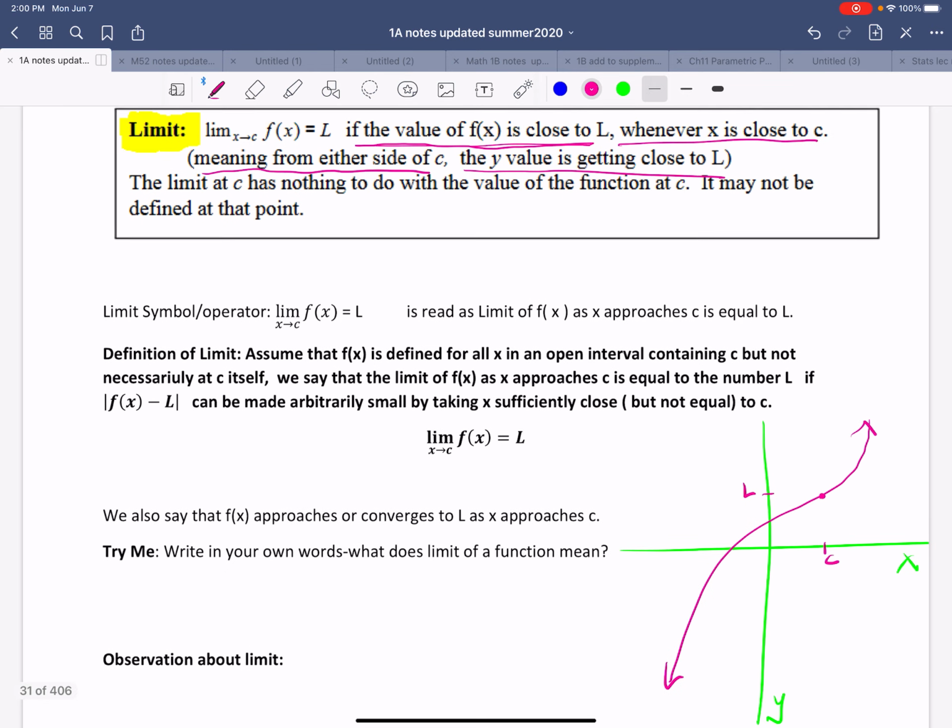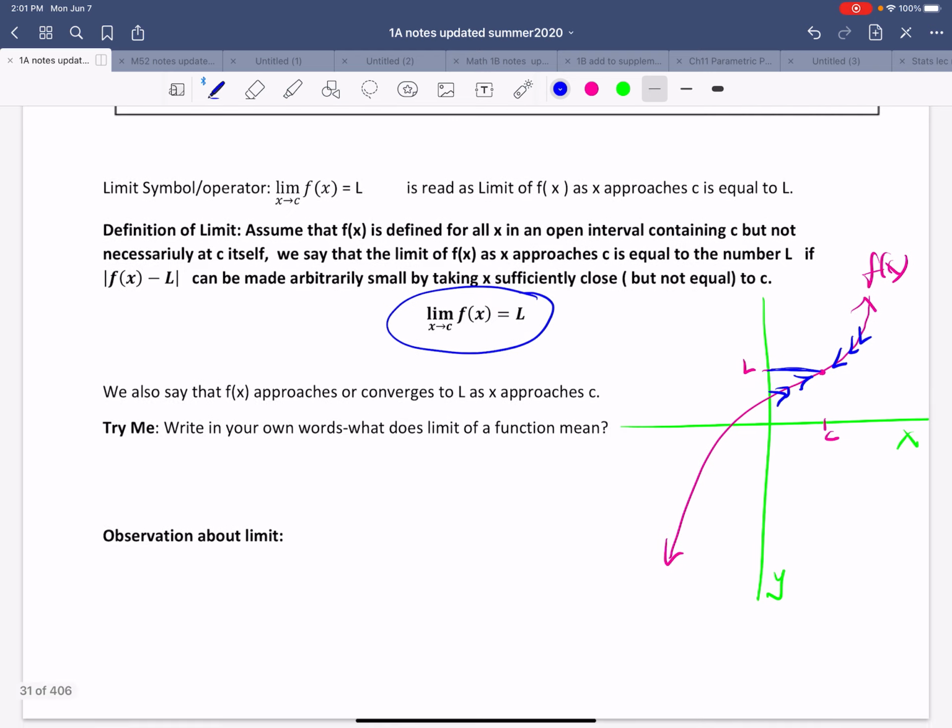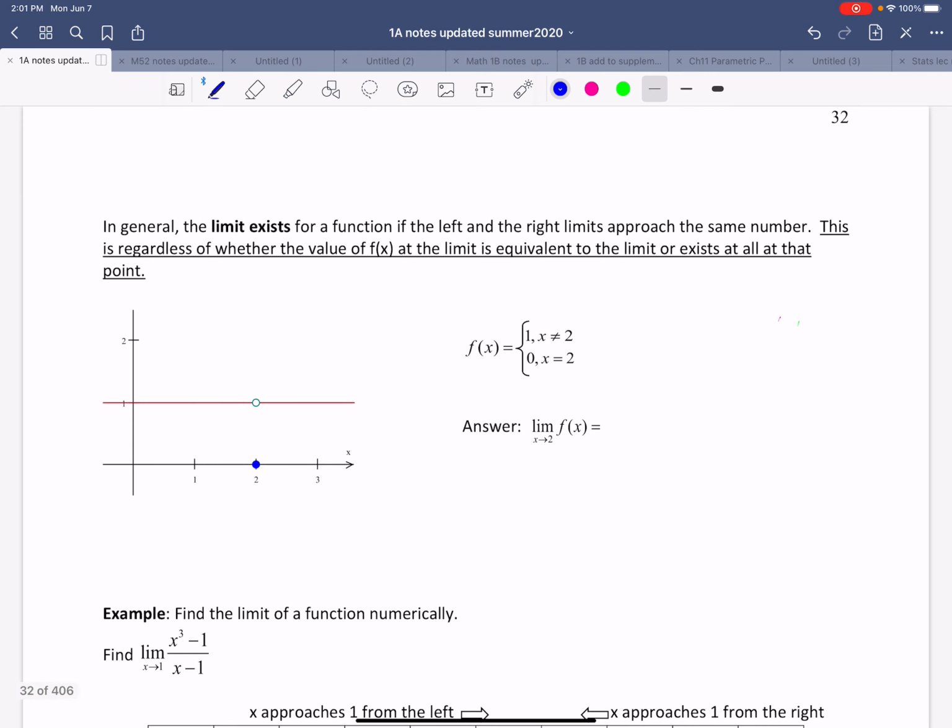So if we look at a function graphically, I have a function here, f of x. As I'm getting closer and closer to c on the x-axis, what y value am I getting closer and closer to? The y value is getting closer and closer to L. And that's how we represent the limit. Limit x approaches c, f of x equals L. Again, it means as x is getting closer and closer to c, the y is getting closer and closer to L. The limit of a function can take any numeric value, including 0.